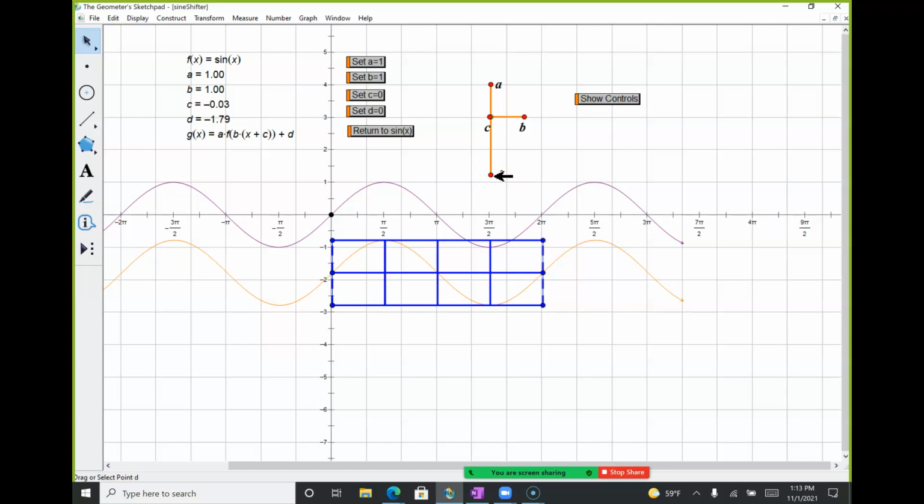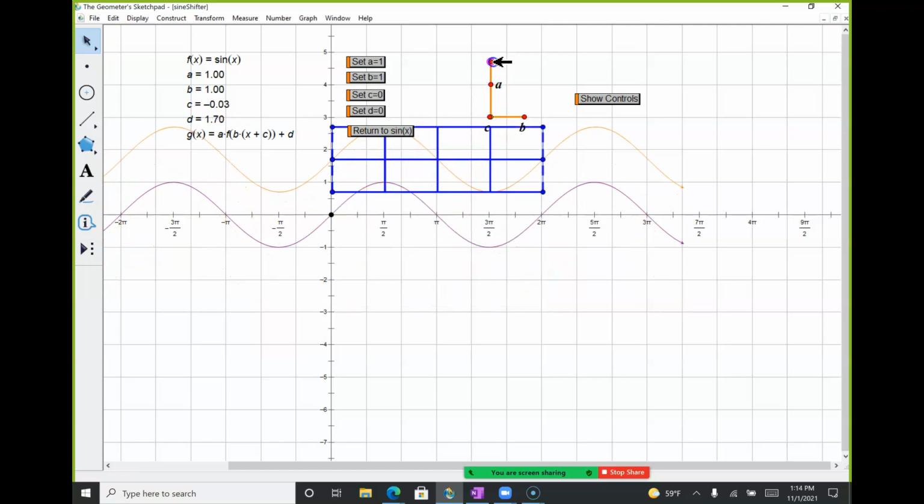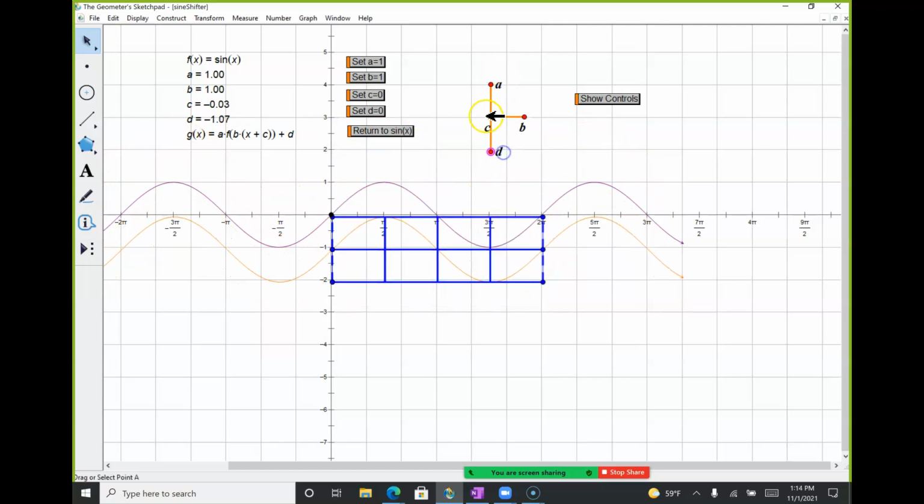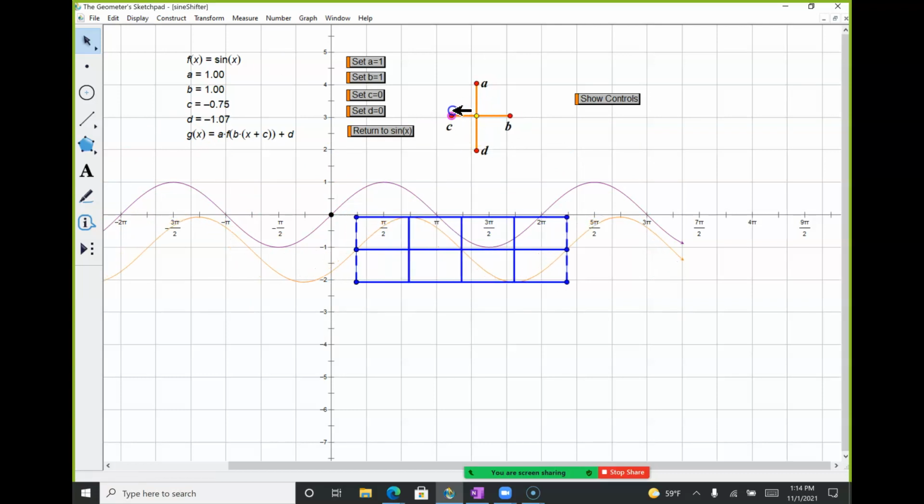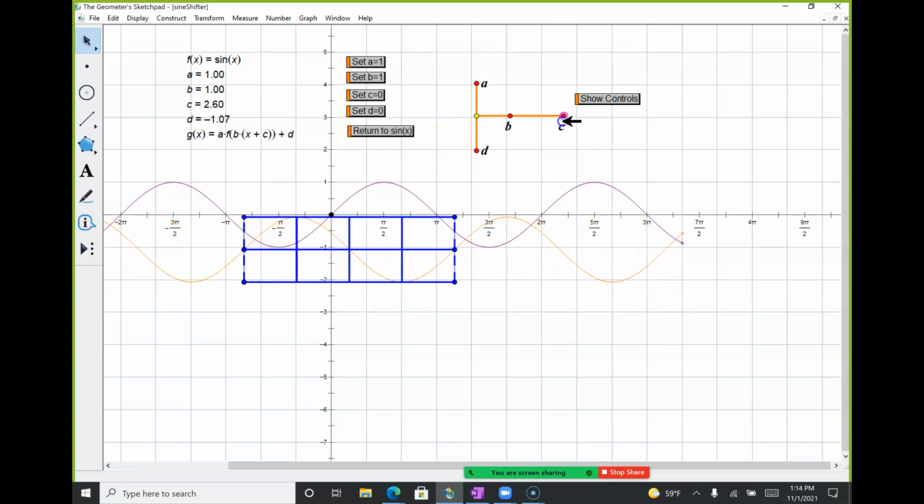You can still see the sine curve in there, but I move D down, so everything moves down. If I move D up, everything moves up. If I move C to the left, my curve moves right. Remember, because x's behave inversely. So as I move that point C to the left, the curve moves right. And if I move to the right, the curve moves left. The whole box moves left.